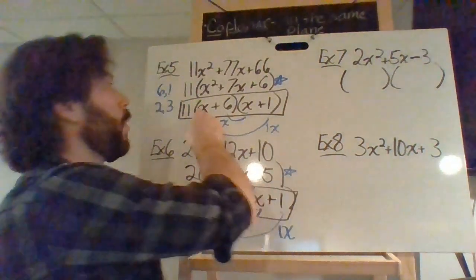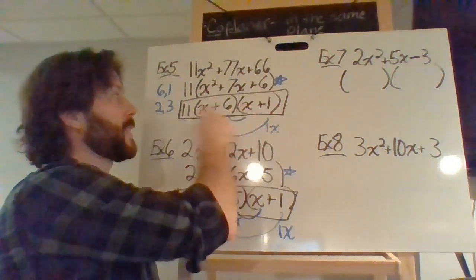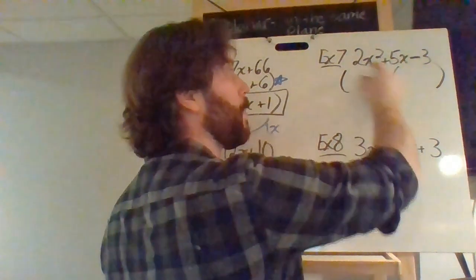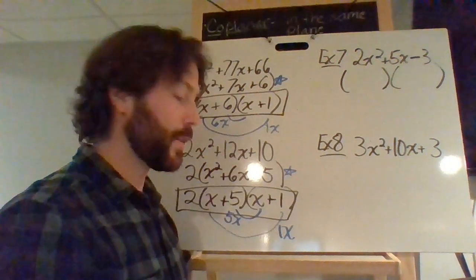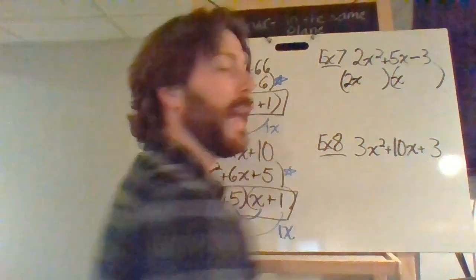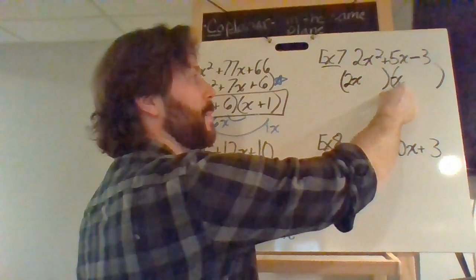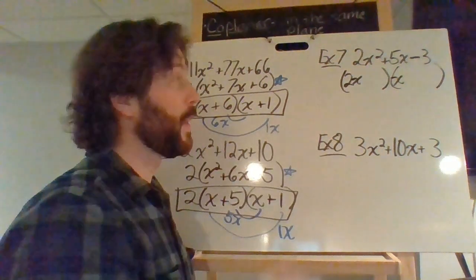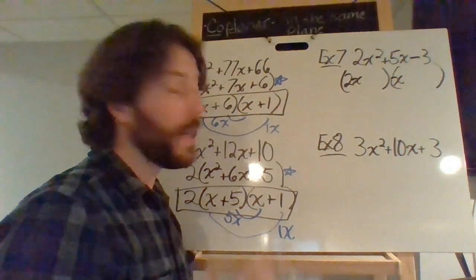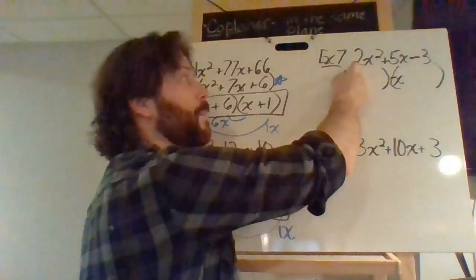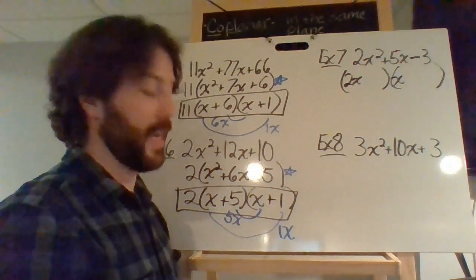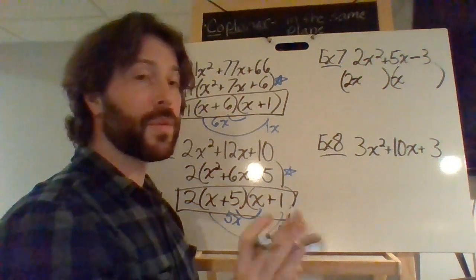Now the catch is we always knew that we had x and x because x times x gave us that x squared. Well, now I need something that'll multiply together to give me 2x squared. How about 2x and x? 2x times x gives me that x squared. So your firsts still need to multiply to give you that first term, okay? That hasn't changed, but what that first term is has changed. So all the other rules are still in place.